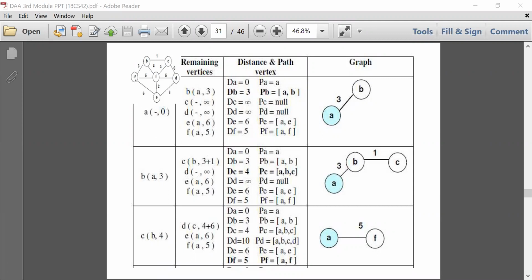How come? You can observe here A to B, B to C, C to D. That is how. Then D will remain the same and DF will remain the same, but I selected the minimum one. That is what the distance to F is 5. This is what I selected.